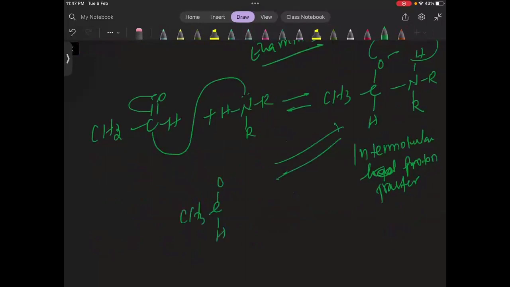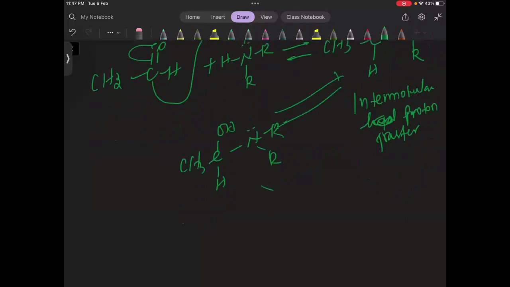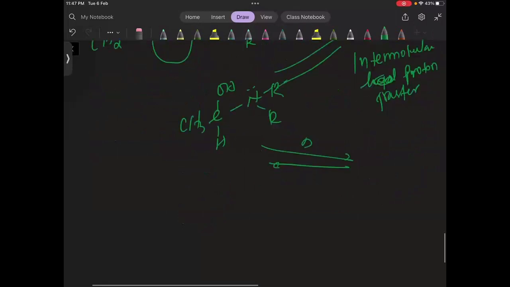CH, OH, N, R, and the lone pair will come. Now the point is, when we supply the heat, the compound is going to form, water is lost, and it will form CH2=C, correct? Hydrogen, and N, R, and R. It has a lone pair, right? So these things are going to be formed here.